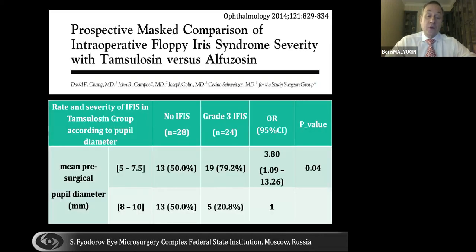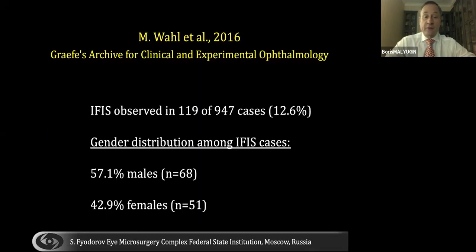And the question is, can we anticipate intraoperative floppy iris syndrome? And the answer is yes, because when we have a pupil which is initially suboptimal in a patient taking tamsulosin, there is almost a fourfold increased chance of having intraoperative floppy iris syndrome as opposed to a person having very wide and well dilated pupils.